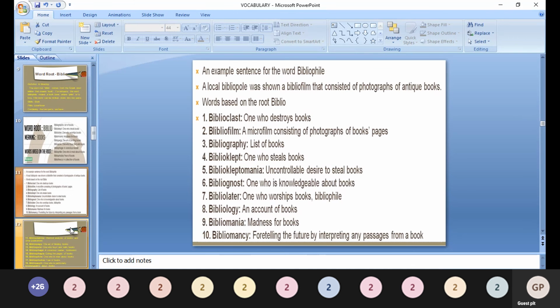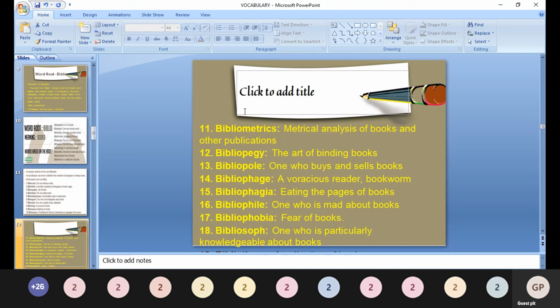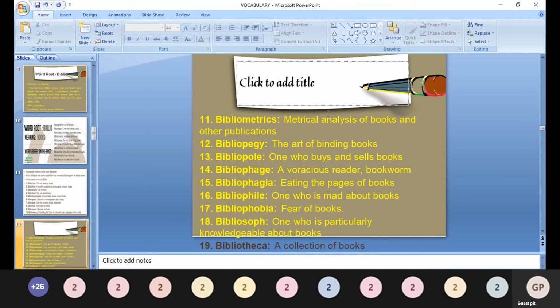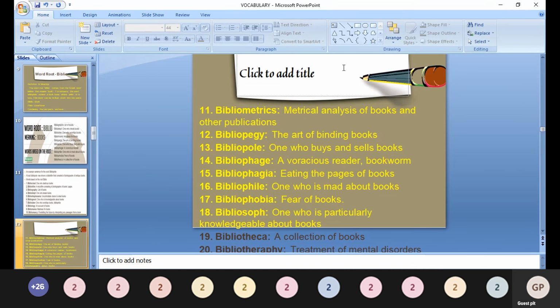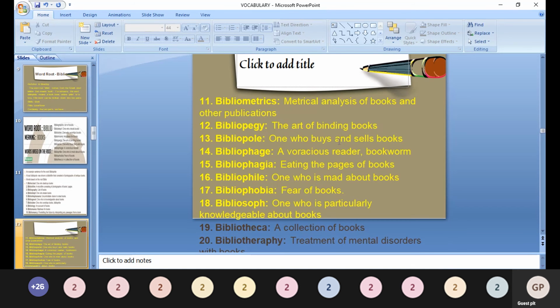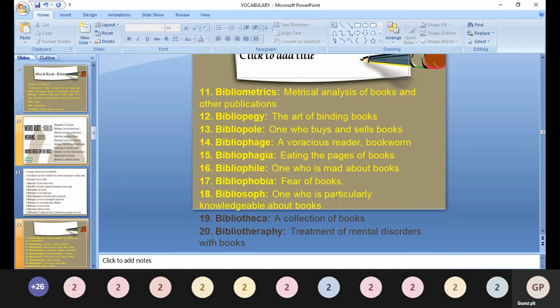Now some more words to add on. Bibliometric, what does it mean? Metrical analysis of books and other publications. Bibliopegy, the art of binding books. Bibliopole, one who sells and buys books. Bibliophage, a voracious reader. Bibliophagia, eating the pages of books. Bibliophobia. Bibliosoph, one who is particularly knowledgeable about books. Bibliotheca, a collection of books.